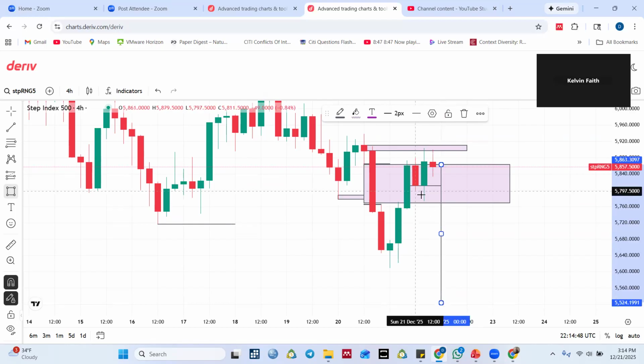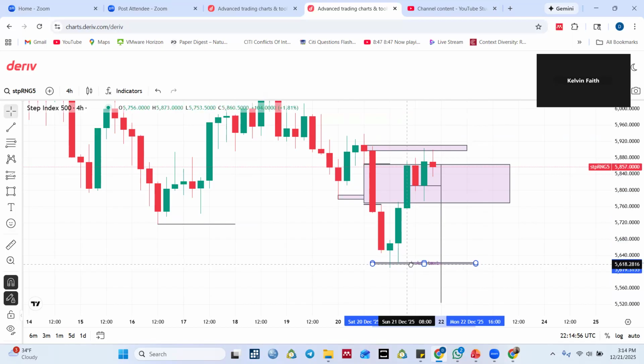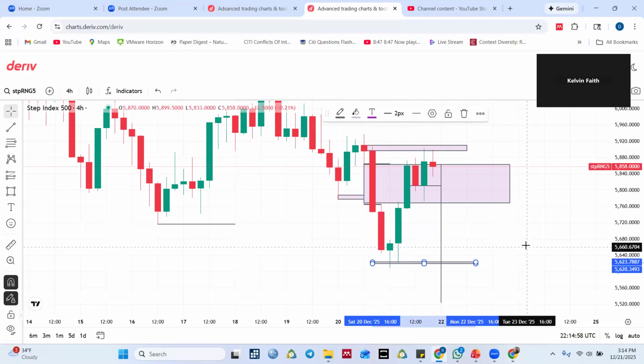Okay, so for this trade to be successful, price must make a new lower low, must take this low out. Once that is done, the trade has been successful. If this is your entry, it must make a new lower low. This is what will make the trade or the setup successful.